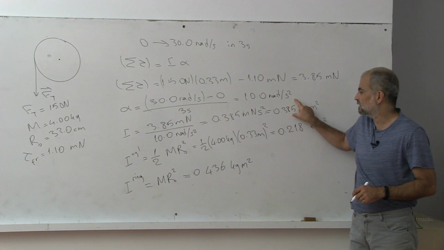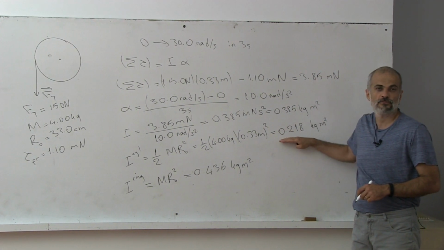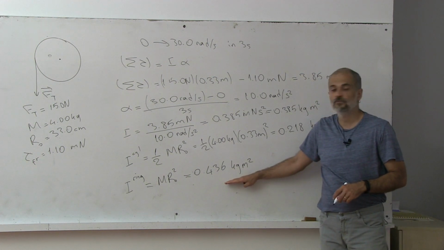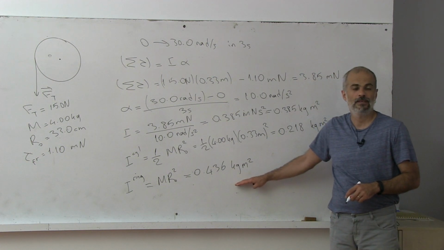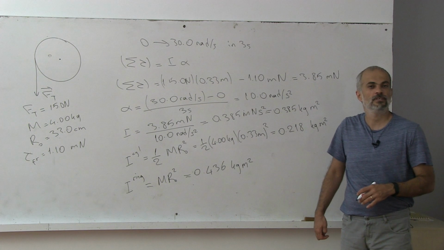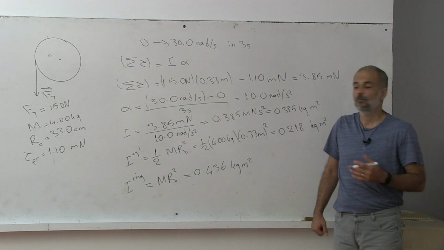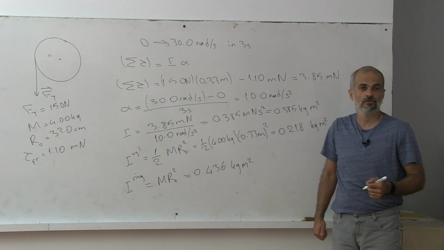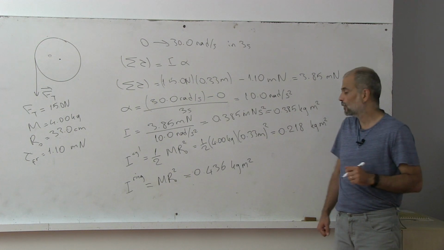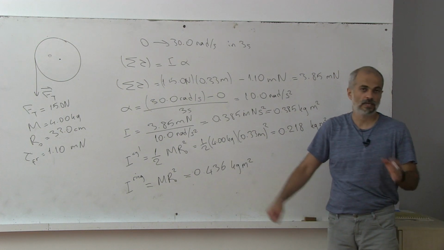So you see that the measured moment of inertia of the pulley is somewhere between the moment of inertia of a uniform cylinder and the moment of inertia of a pure ring. And hence the mass distribution is such that it's not uniform. More mass is concentrated at the edges of the ring, but not all the mass is actually on the edge.